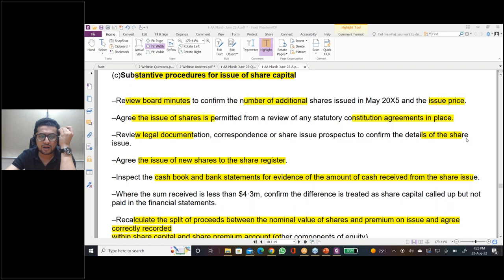Yes, Sajangir, we can split it up. We can recalculate the split according to the share issue document, inspect the cash book and cash day book and the bank statement in order to verify the same amount has been received. Well done, well done. So please read all those procedures.